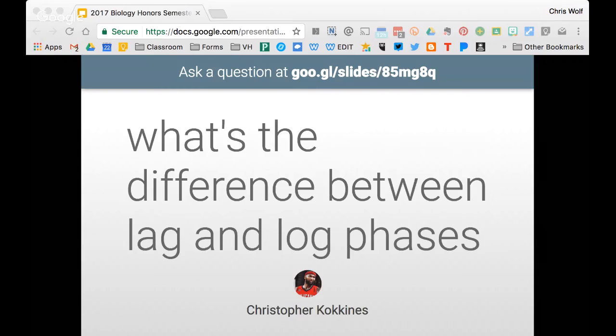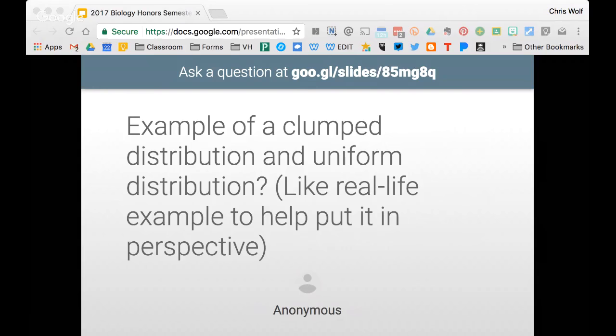Example of clump distribution and uniform distribution. Real life examples to help put it in perspective. So, a good example of clump distribution would be if you look at the African savanna and you were monitoring large mammals. They'd all be found around watering holes. That'd be a clump distribution. Uniform, it's very rare to see uniform in nature. A cornfield would be a great example of uniform distribution because we planted them in rows. Usually territorial animals will be more uniform. So maybe grizzly bears in Yellowstone National Park might be more uniform because they all have their own kind of space, and don't come in my space because I will maul you to death or something like that.